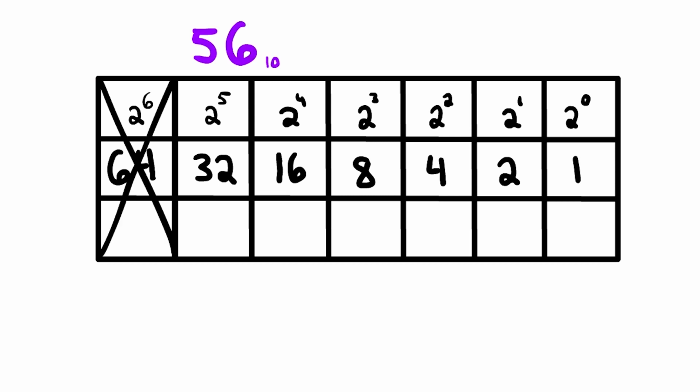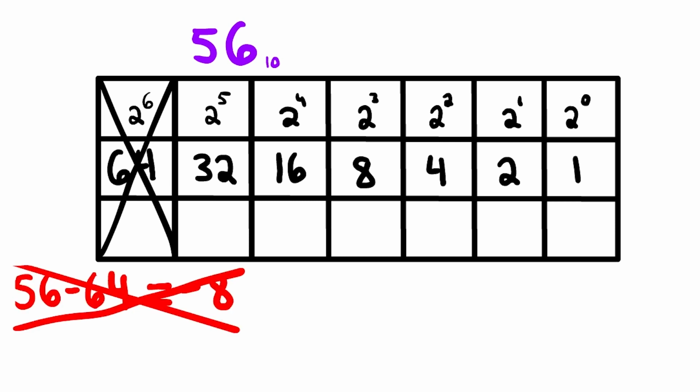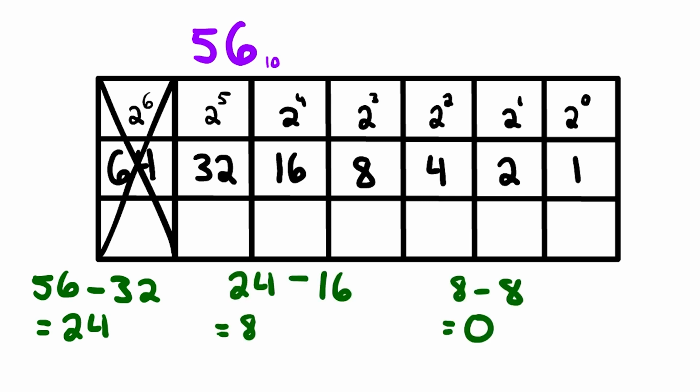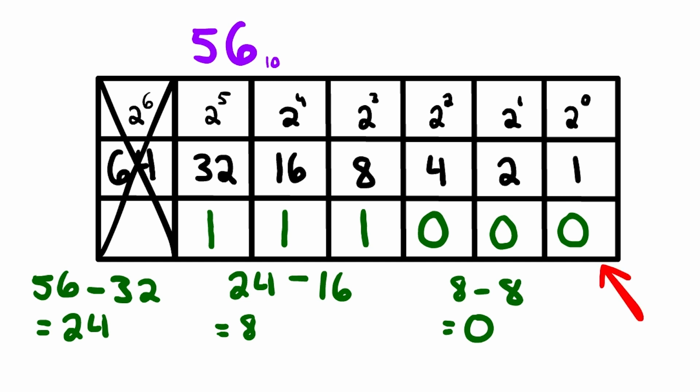You can see I crossed out 2 to the power of 6 because 64 doesn't fit into 56. Then subtract the largest power of 2 you can from that number without going below 0. Continue this until you reach 0. Then, in your chart, place a 1 under every number you subtracted, and a 0 under the ones you didn't. The number you create from the zeros and ones is your binary number.